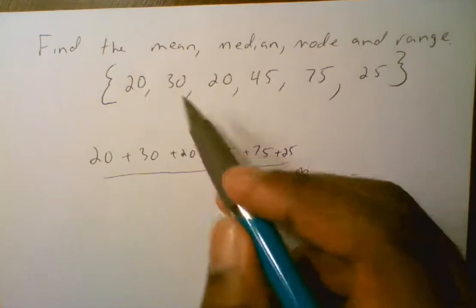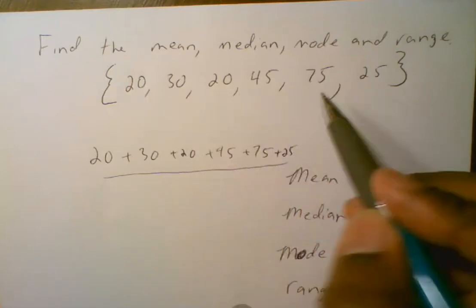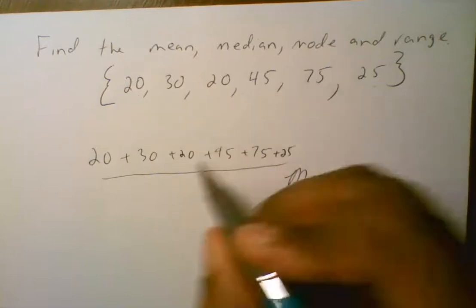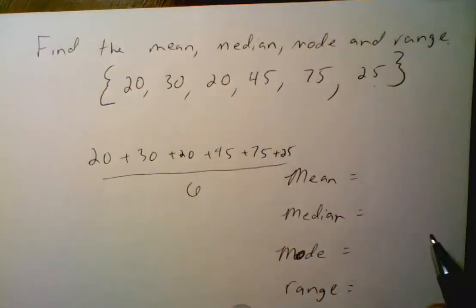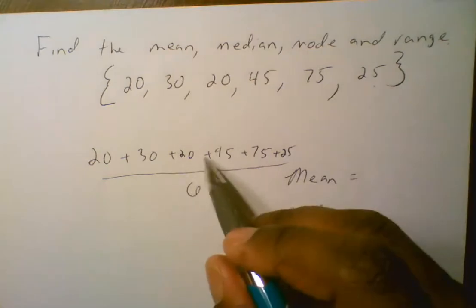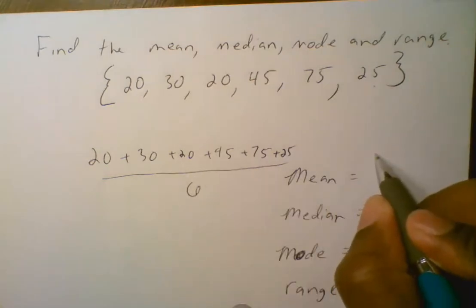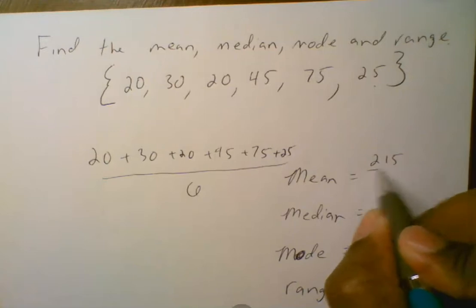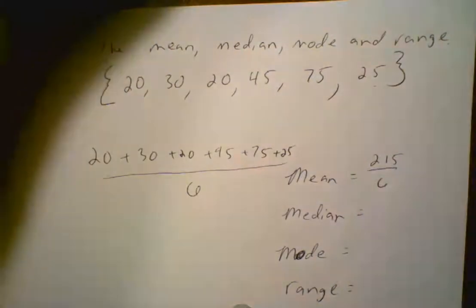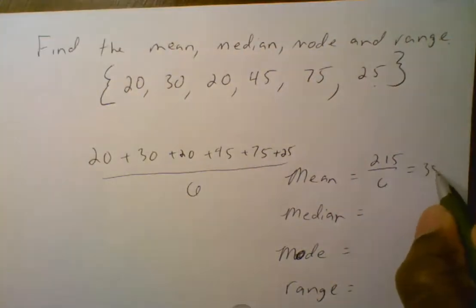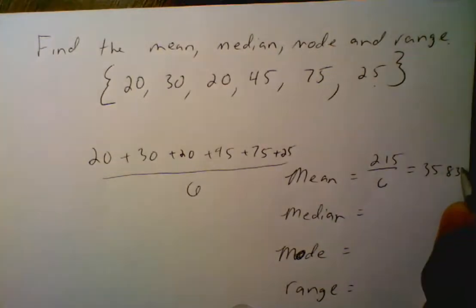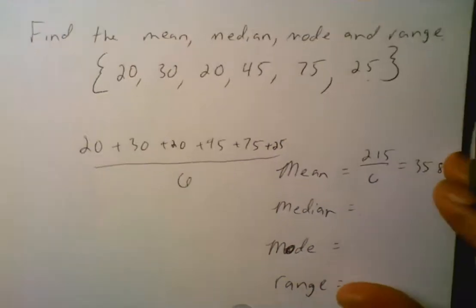In this case, it is 1, 2, 3, 4, 5, 6. There's 6 numbers here. So we'll take that sum. If you plug in the calculator, that sum is 215 and divide it by 6. That should give you 35.83 repeating. So basically about 35.83. So that would be my mean, 35.83.